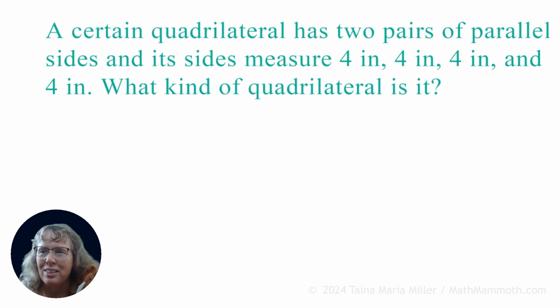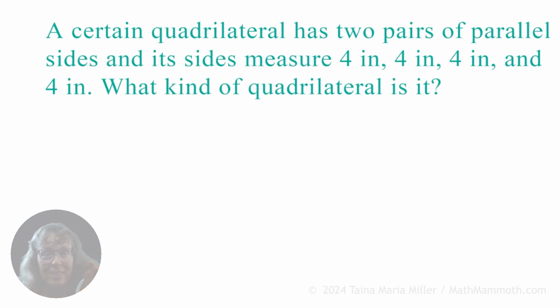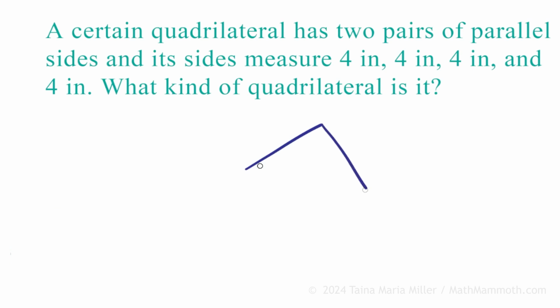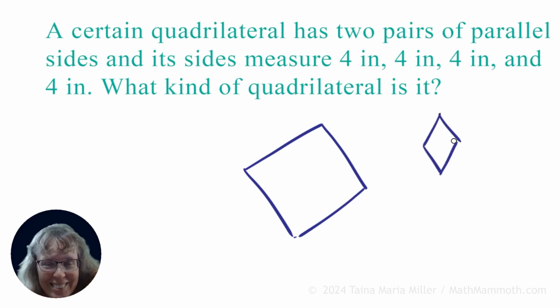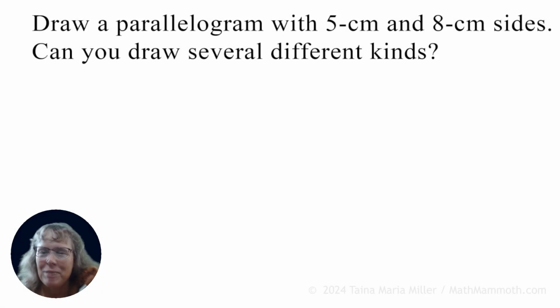A certain quadrilateral has two pairs of parallel sides, and its sides measure 4 inches, 4 inches, 4 inches, and 4 inches. What kind of quadrilateral is it? We just looked at all these definitions. Can you tell? What would we call this kind of quadrilateral? We notice that all of its sides are the same length. So if I sketch it, if one side is this, then another side has to be the same length, and it turns out that it has to go like this then, approximately. This is just a sketch. Or it could be like this. It's called a rhombus, right? You remembered?